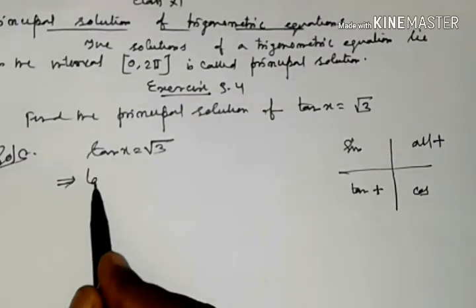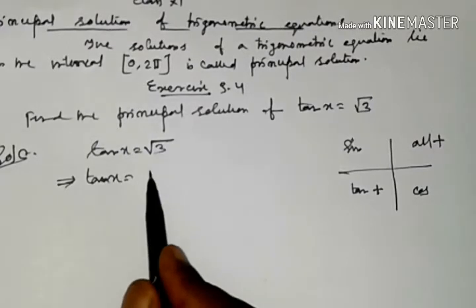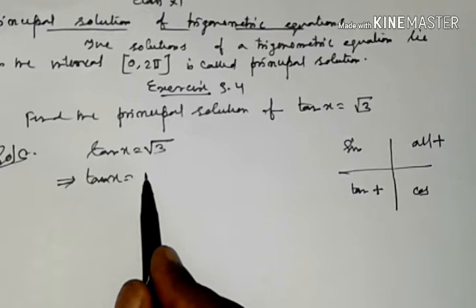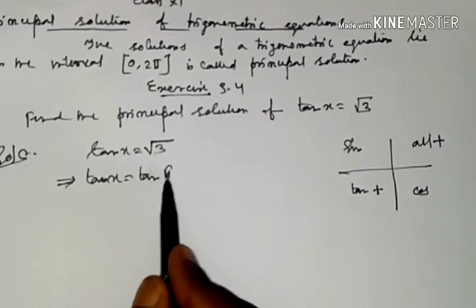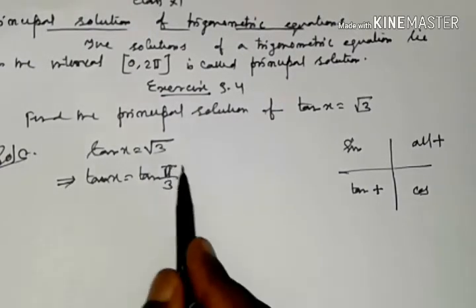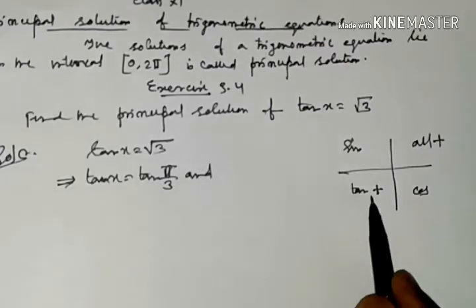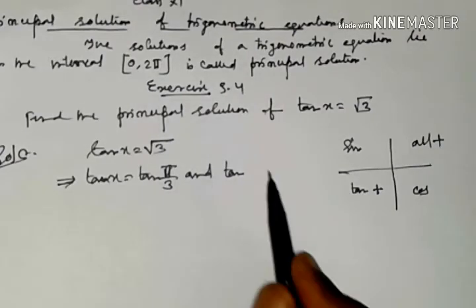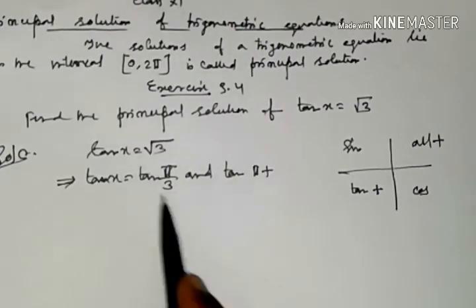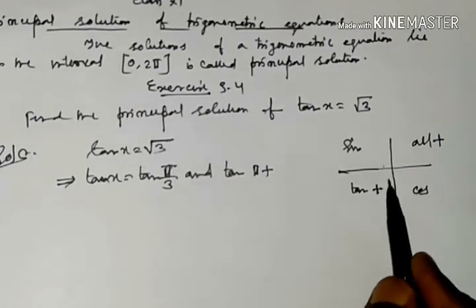Next, at what degree is tan equal to root 3? We found that tan 60 degree, that is tan pi by 3, is root 3. This is for the first quadrant. And for the third quadrant, this is pi plus this angle.